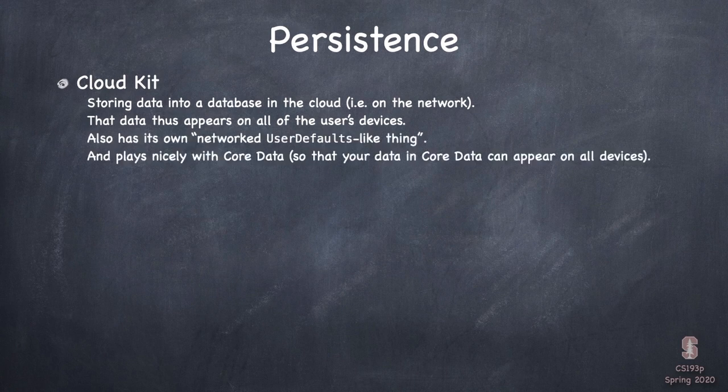CloudKit has some nice features that are similar to what you already know. For example, it has its own little user defaults-like thing where you can store key value pairs on the network that are shared on all devices for that user. And it also can play really nicely with Core Data. I don't know if you remember when we did the new project and we clicked the use Core Data button, there was another one that said, oh, and use CloudKit too. And that will make it so that your Core Data databases get replicated using CloudKit on all of the user's devices. So anything they put in Core Data, they see everywhere. That's a powerful combo right there.